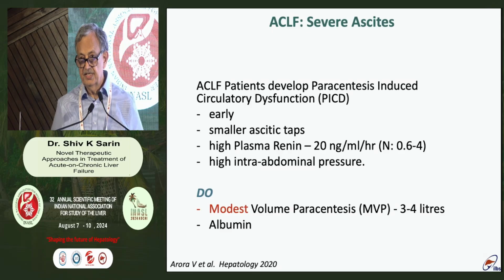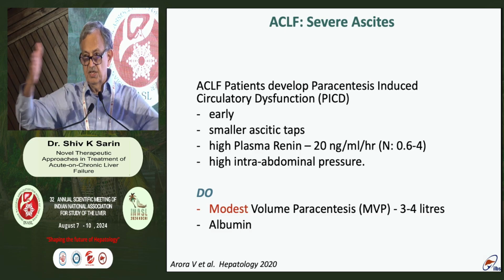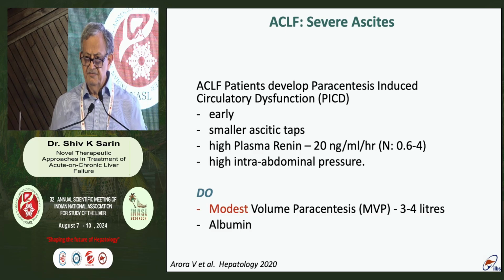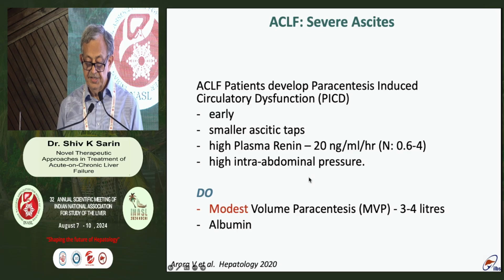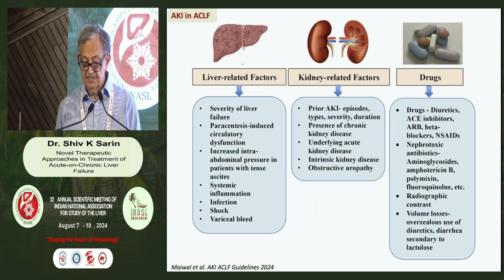The second important point is a patient with grade 3 tense ascites. This is an anteroposterior abdomen, not the side to side abdomen of cirrhosis. Very tense. Now in these patients, the plasma renin activity, normally up to 4, is 20, 30, 40, very high. Then in such patients with high PRA, if you do TAP, please do modest volume, 3 to 4 liters. We call it MVP because rapid decompression of intra-abdominal pressure will lead to PICD. So remember this, and you give albumin in this situation like others.